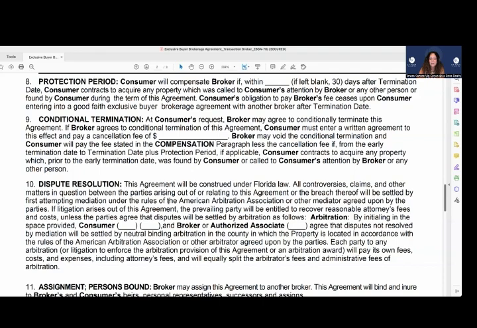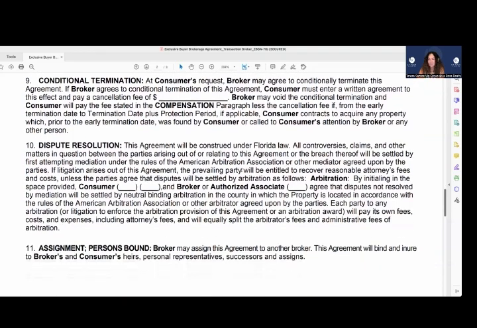So this is where it's telling the consumer, this is what is going to happen, Mr. Consumer, if you default on this contract and there is a dispute. We're going to go to mediation. If we can't come to an agreement, we're going to go to arbitration. If we can't come to an arbitration agreement, we might have to take it to court.